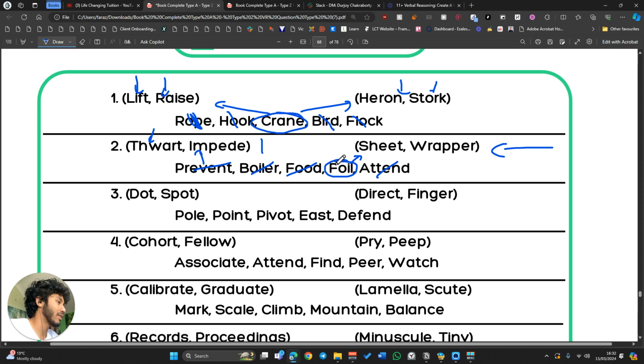Then you sort of do need some understanding of the word foil that matches this, but you could come to an educated guess that foil is more likely to mean that than prevent meaning that. Hopefully that makes sense. Okay, question 3.